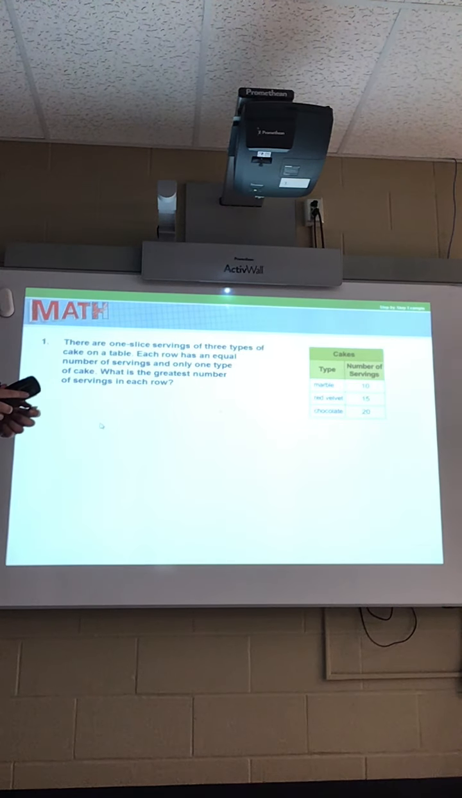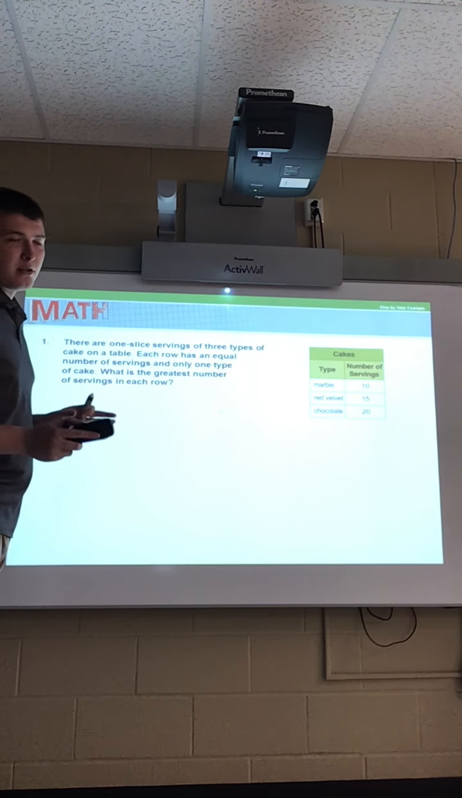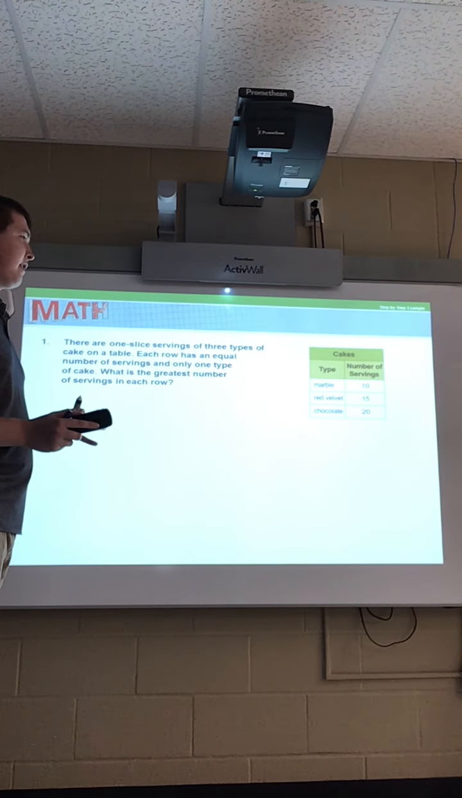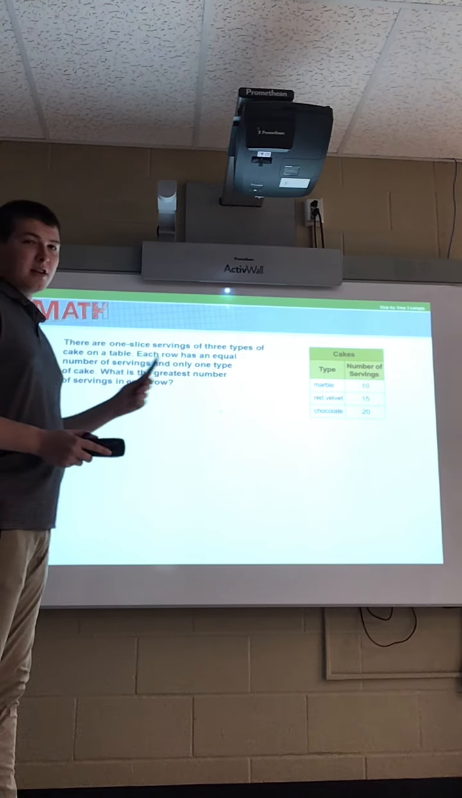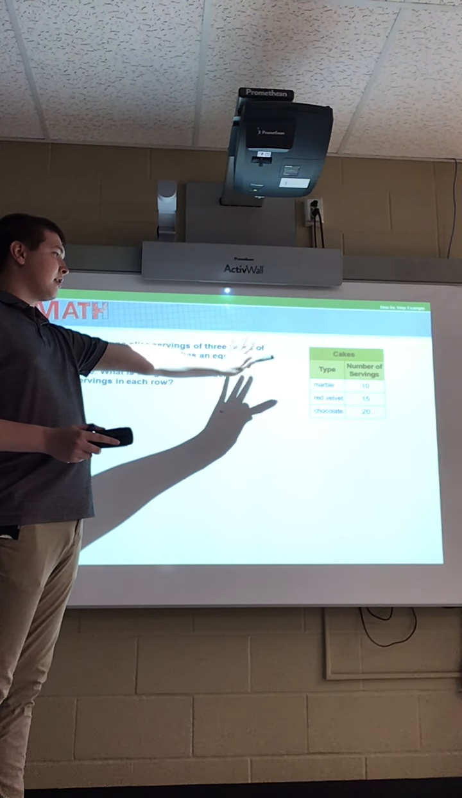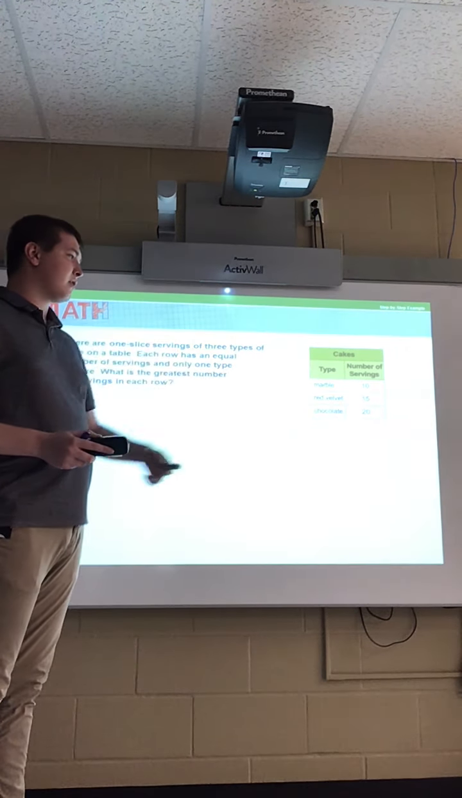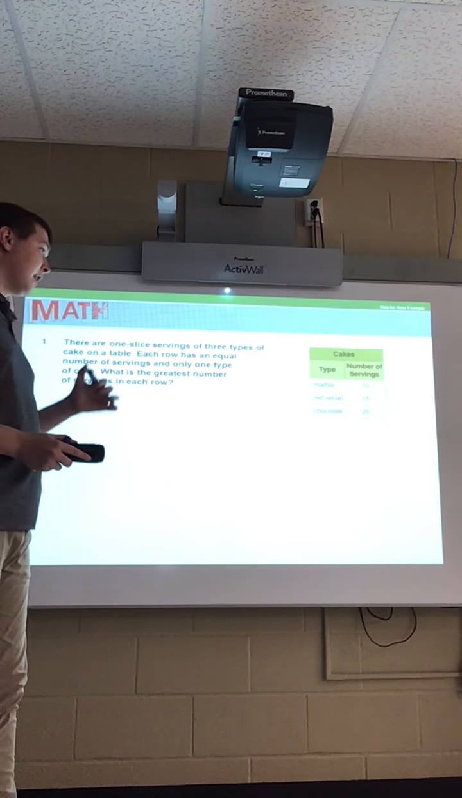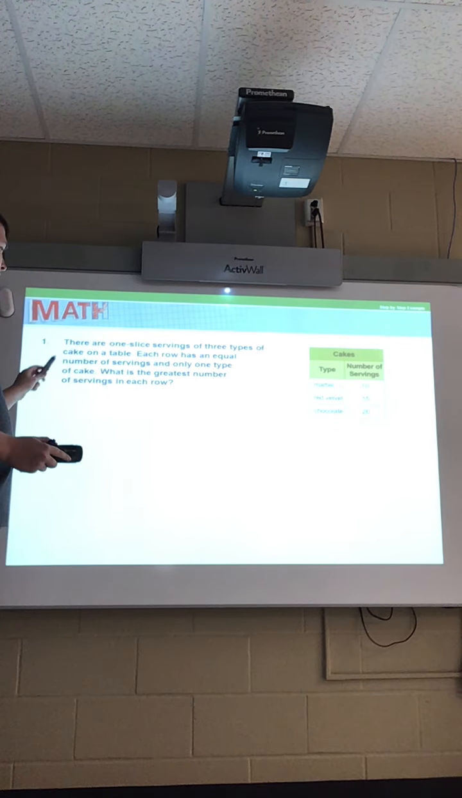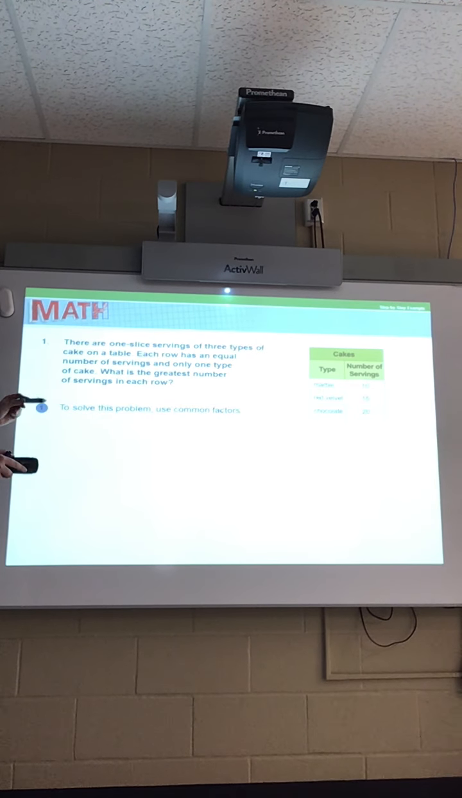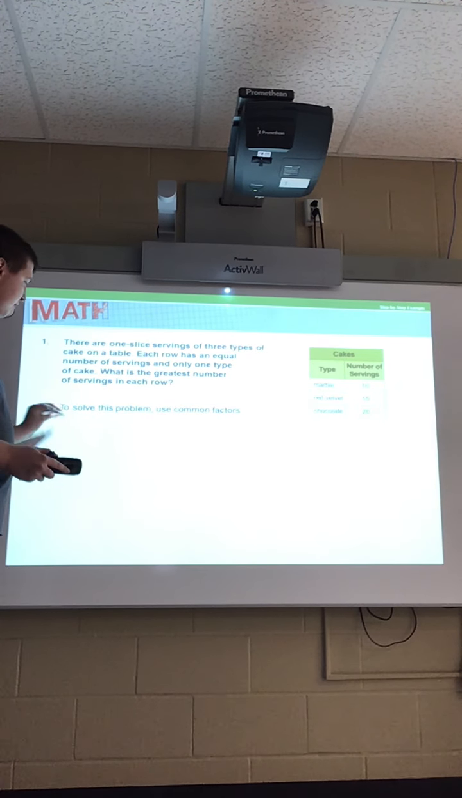Okay, so there's 1 slice servings of 3 types of cake on a table. Each row has an equal number of servings and only 1 type of cake. What is the greatest number of servings in each row? Okay, so it's asking for the greatest, so it's really wanting that greatest common factor, okay? And as you can see, the cakes, the types, and the number of servings over here. So we have marble at 10, red velvet at 15, and chocolate at 20. Okay, so what you'll do to solve this problem is use common factors.